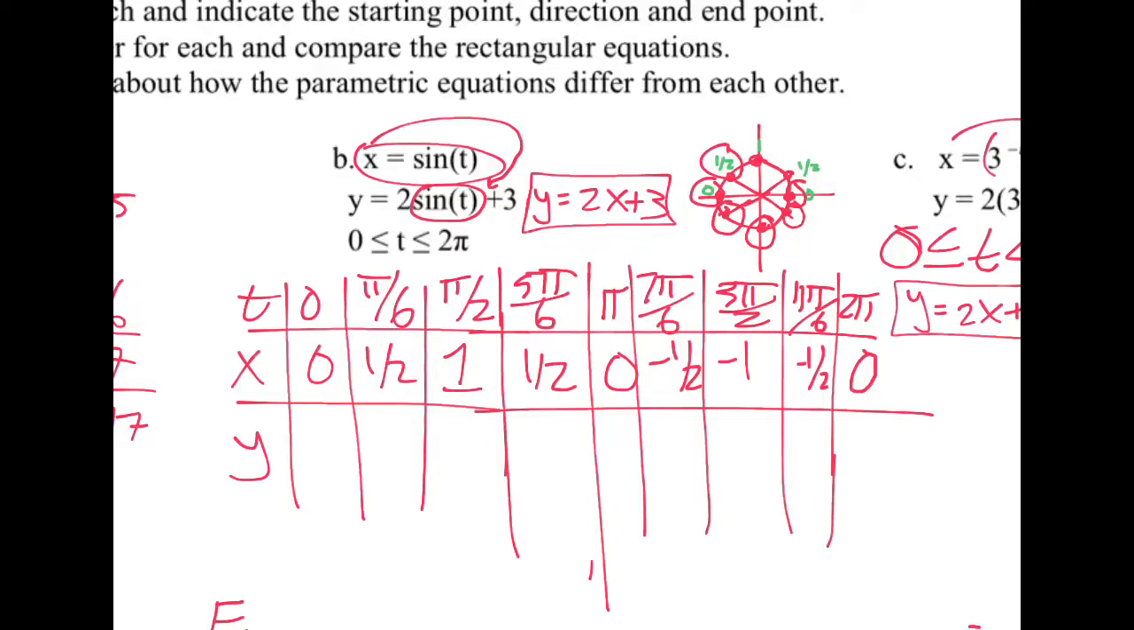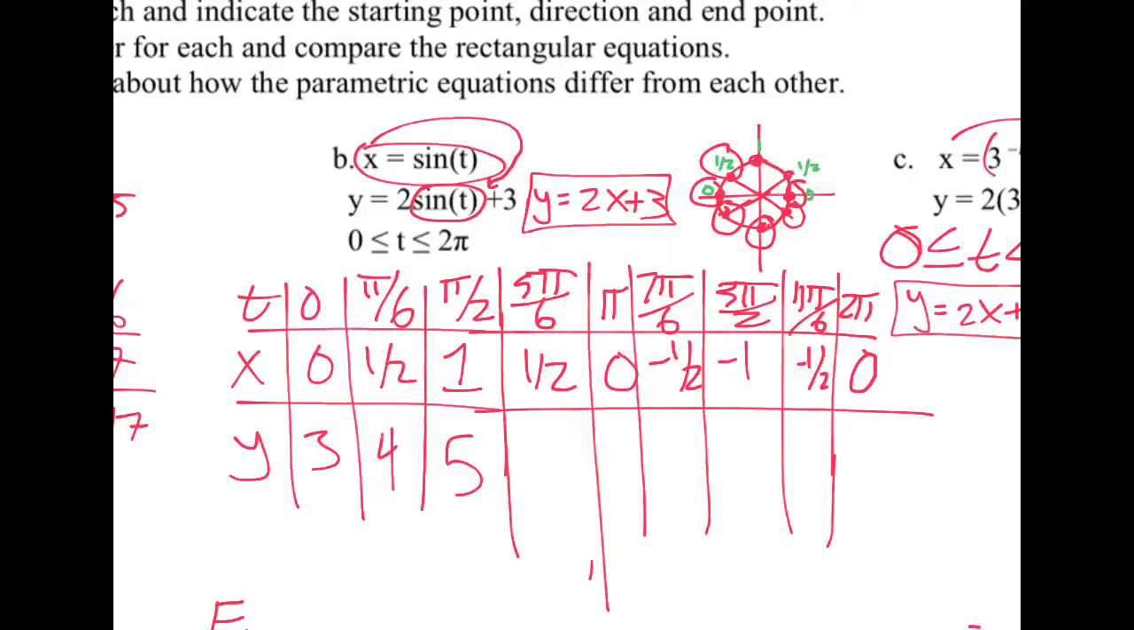So 2 times 0 is 0, plus 3 is 3. When the time is pi over 6, the x value is 1/2, which means I have 2 times 1/2 is 1, plus 3 is 4. And then I have pi over 2, which gives me an x value of 1, which gives me 2 times 1 is 2, plus 3 is 5. And notice what's happening for y. y is going up by 1 each time.